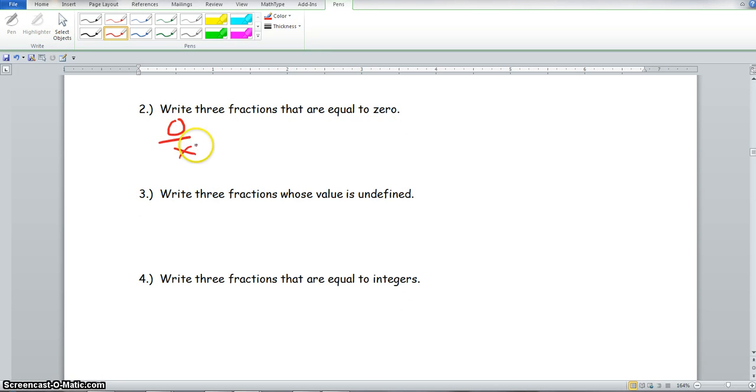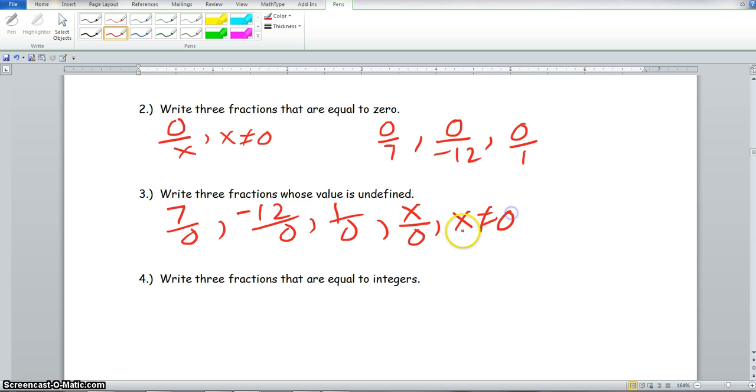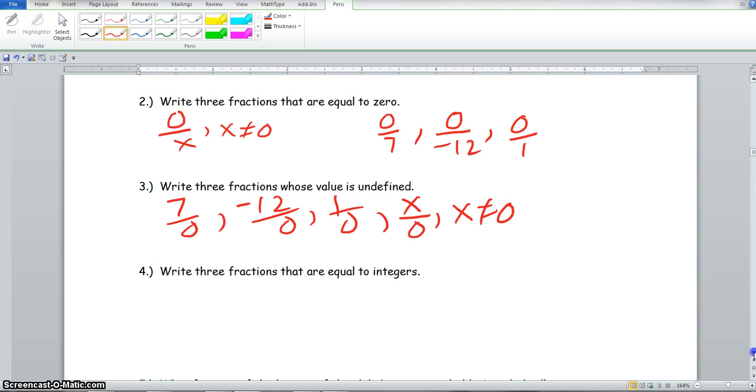Now number 2, it says write three fractions that are equal to 0. So we can have 0 over x, where x does not equal 0. We can have 0 over 7, 0 over negative 12, and we can have 0 over 1. It says write three fractions whose value is undefined. We can just flip these over: 7 over 0, negative 12 over 0, and 1 over 0, and also just add in a fourth one, x over 0, when x is not equal to 0. All of those are undefined.